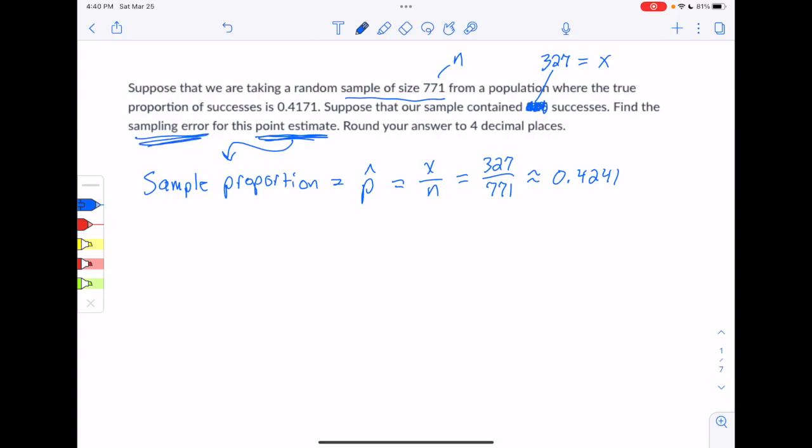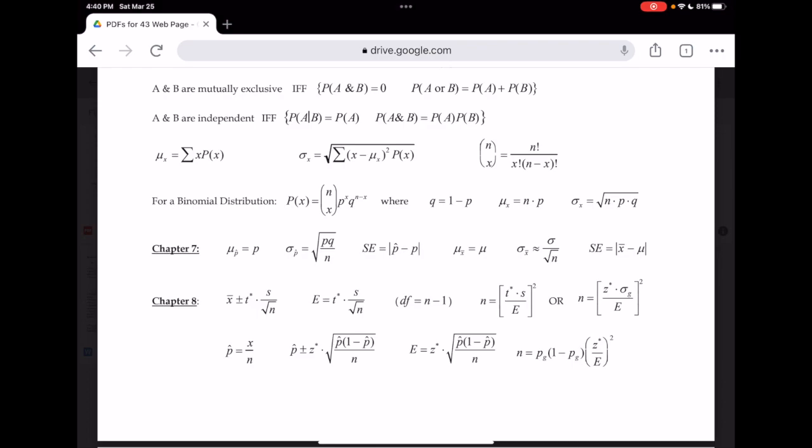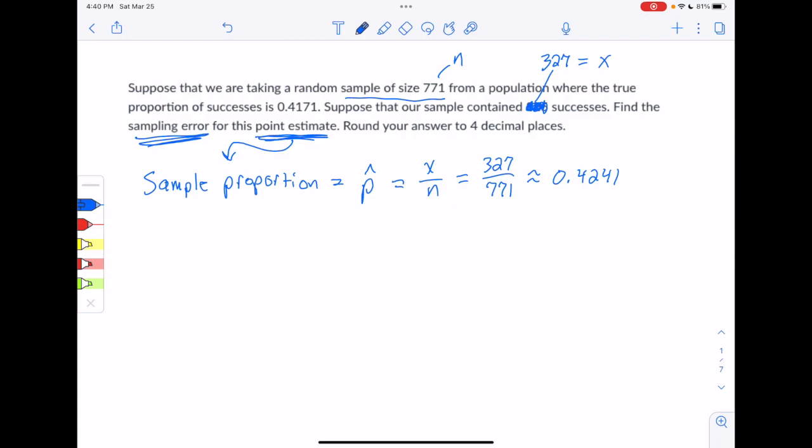So for sampling error, let's take a look at the formula sheet real quick. On the formula sheet under chapter 7, right in the middle of that line, you see SE, which stands for sampling error, equals the absolute value of p hat minus p. So that's the formula we need right there. So we're going to write it down. Sampling error is equal to the absolute value of p hat minus p. And we want to calculate that. So it's really just a subtraction where we make sure we don't give a negative answer.